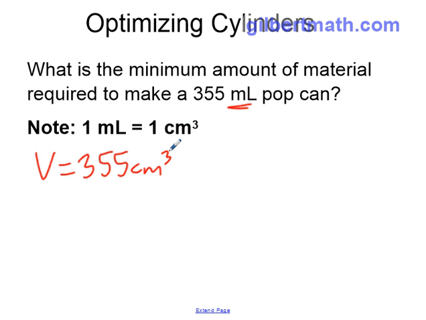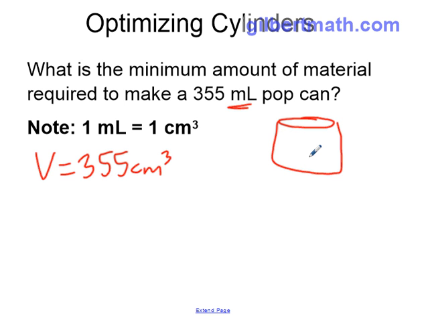And right away, that looks a little more familiar. I know that it's volume because we're filling up a pop can with pop. I also know that we're solving for the minimum amount of material, that is the surface area. So we're looking for the surface area, which means this must be the volume. Obviously, a pop can is in the shape of a cylinder. It's asking us about the minimum amount of material, so we're going to make a pop can that has the same diameter as it does a height.